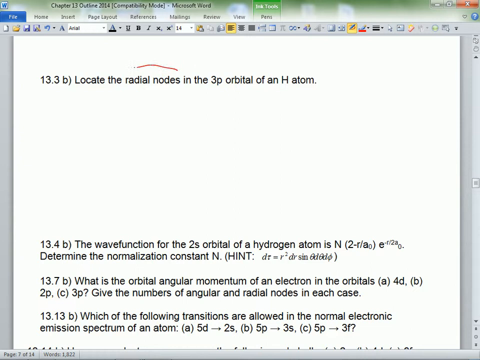Let me see if I can jog your memory here. We talked about how to find radial nodes. We talked about how to find radial extrema. We talked about how to find the most probable radius. So there are 3 starting points that you have to know. This one, they want to know, where are the radial nodes? What was the expression that you wrote? Your big R had to equal what? 0. Right? Your big R had to be 0.